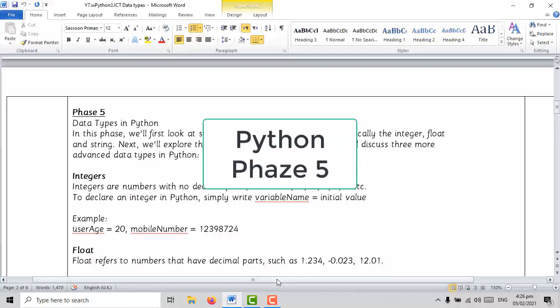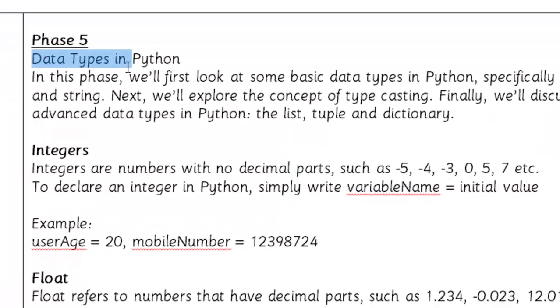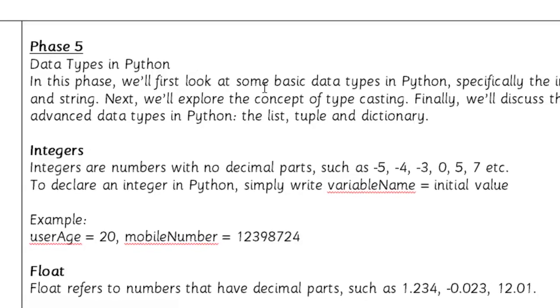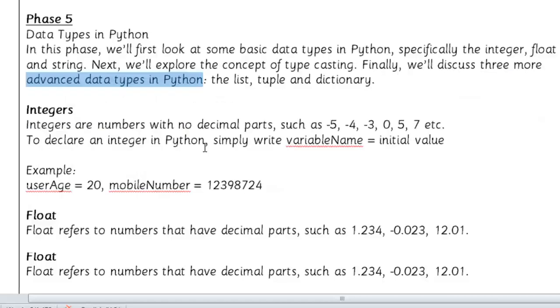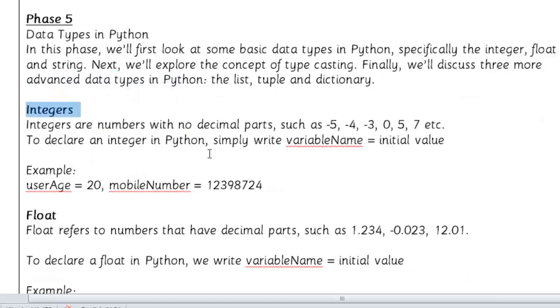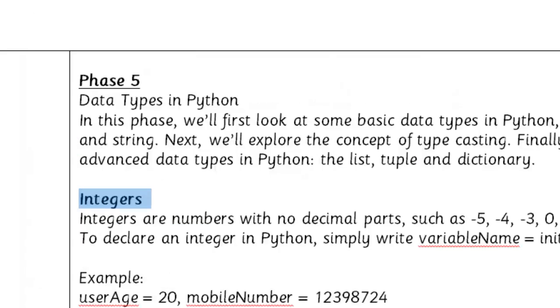This is Phase 5 in Python, and in this phase we're going to study about data types in Python. In this phase we will first look at some basic data types in Python, especially the integer, float and string, and later on in different phases we're going to discuss 3 more advanced data types in Python. So let's get on with the first data type that we have, and it is integers.